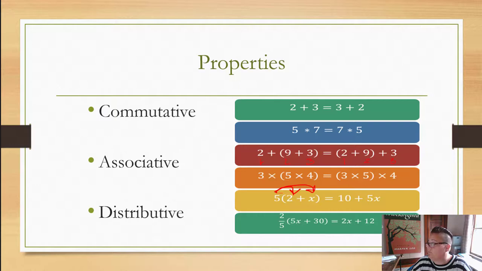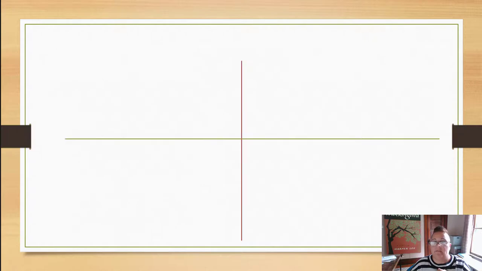You can do distributive property also with fractions. So here I have 2/5 times 5x and 2/5 times 30. Now, you can do the multiplication longhand with a fraction, but it may be in your best interest to get a tool that does it for you, such as a calculator. If you do not have a calculator that does fractions, you may want to consider getting one. All right, let's do some examples here.